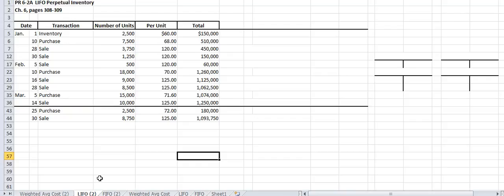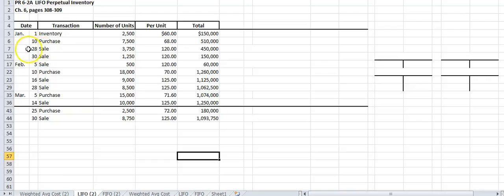Okay, so LIFO, perpetual inventory system. This is a different problem, but pretty much the same book, same pages. This is problem series A, 2A, LIFO perpetual inventory. Okay, so the book gives us this information, and we're supposed to determine cost of merchandise sold using the LIFO method.